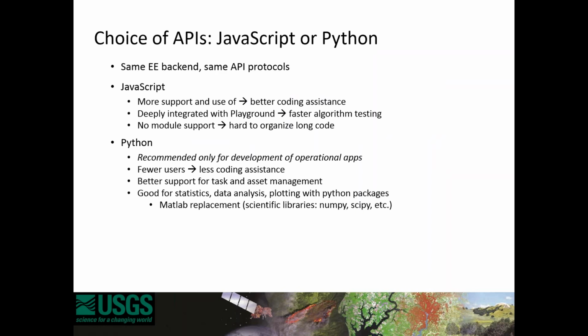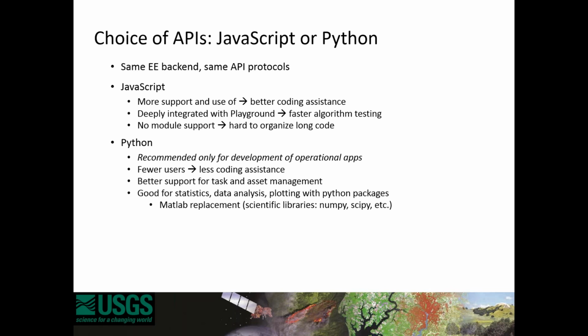So that was the JavaScript API. You also have the option of programming in Python. Both APIs have the same Earth Engine backend. They rely on the same protocols. There are some differences, both minor and more substantial, between them. The JavaScript version is used by far the majority of Earth Engine users. There's much more support for it, and there's much more use of it, so that ultimately results in better coding assistance. If you run into a problem, you'll more likely than not get a faster response if you're posing a question related to the JavaScript API.